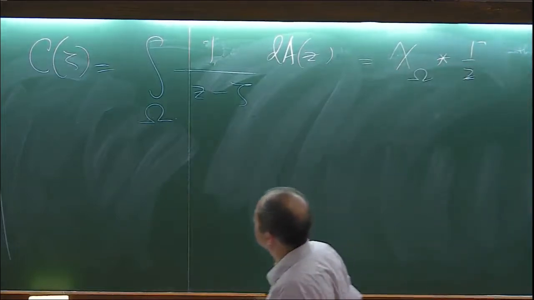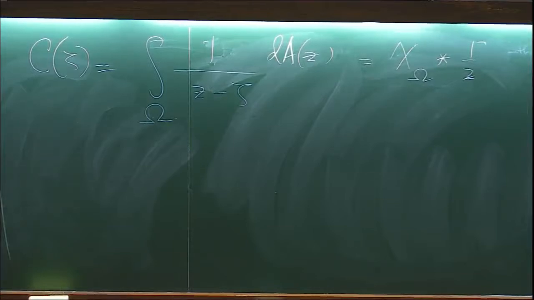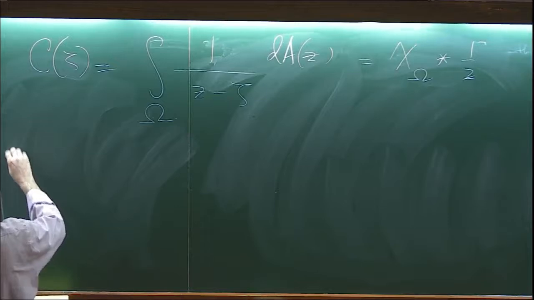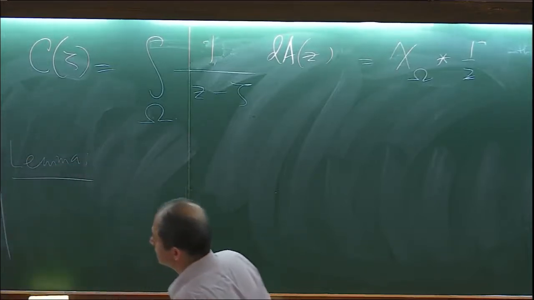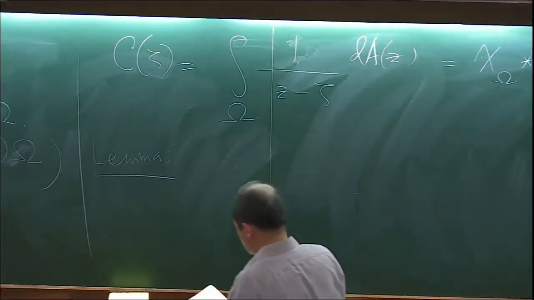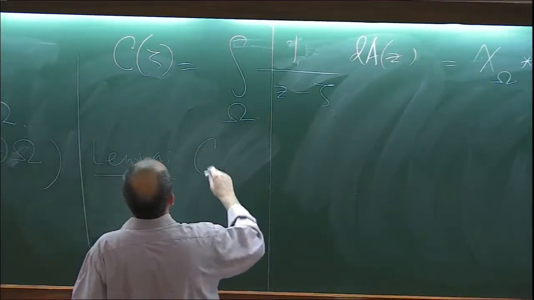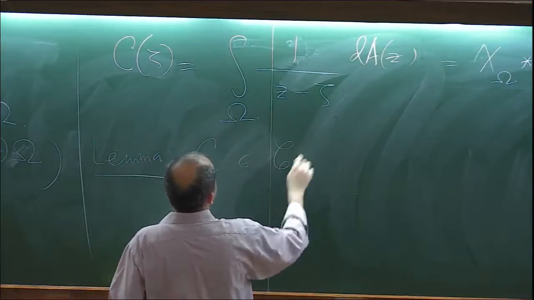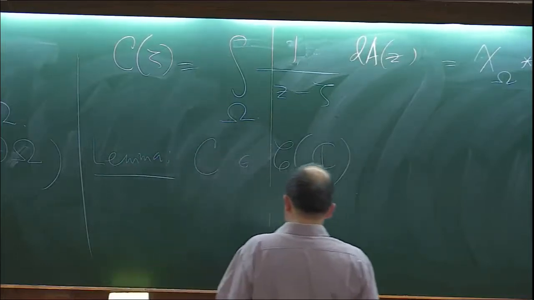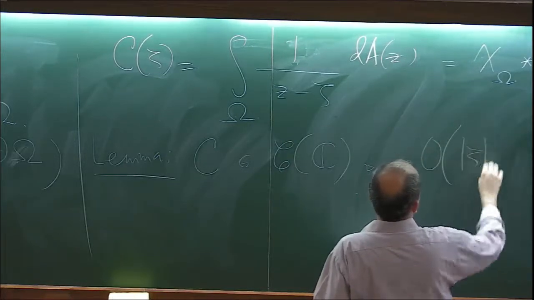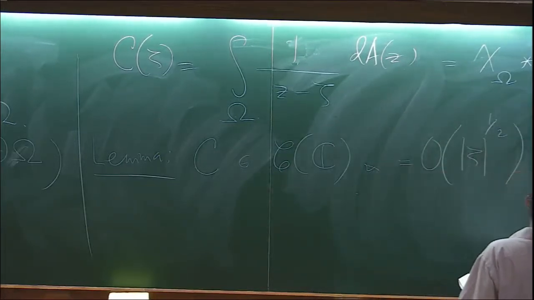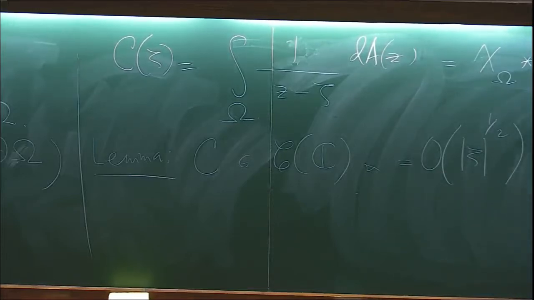That's what this is. Okay, so let me just write down a useful lemma. First of all, the Cauchy transform as I've defined it here is in fact continuous on the plane, and it's equal to big O of mod zeta to the power of half as zeta goes to infinity.